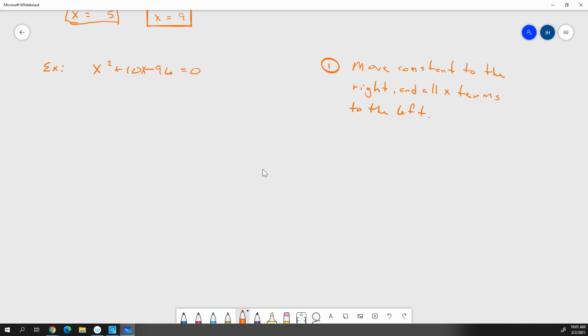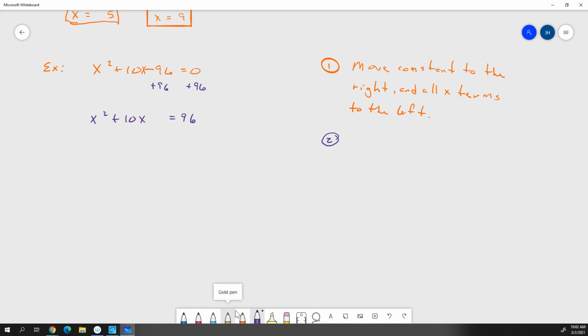So the way we're going to do that is, in this case, the only thing we have here that's not an x term on the left is this minus 96. So we're just going to add 96 to both sides of the equation. And then here we will be left with x squared plus 10x equals 96.